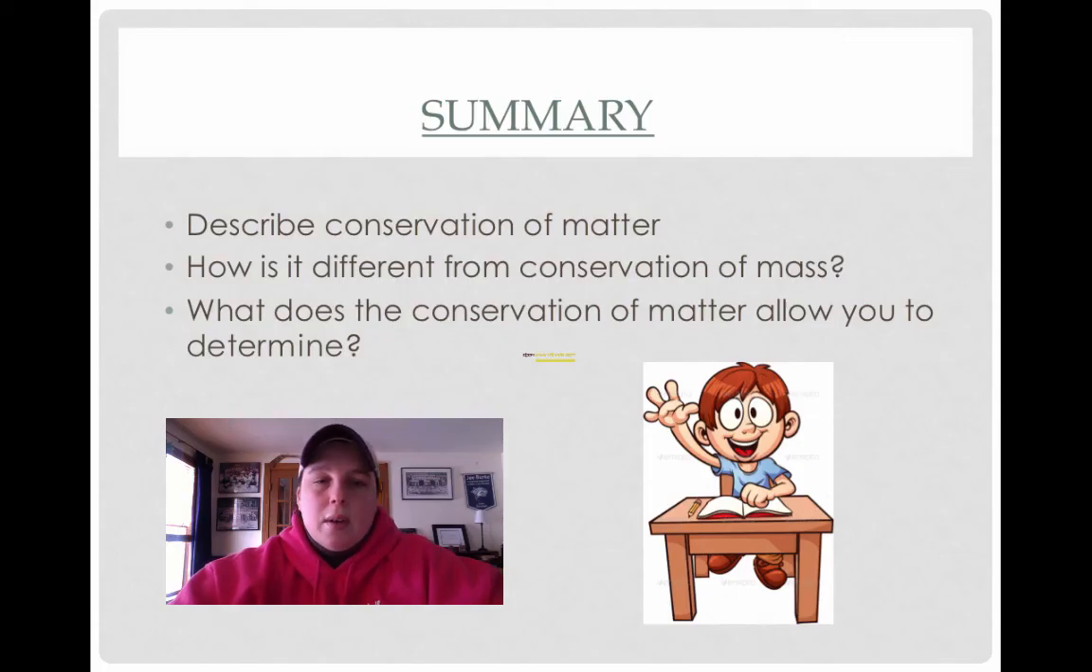Summary time. So I hope you can describe the conservation of matter. How is it different from that of the conservation of mass? And what does it allow you to determine?